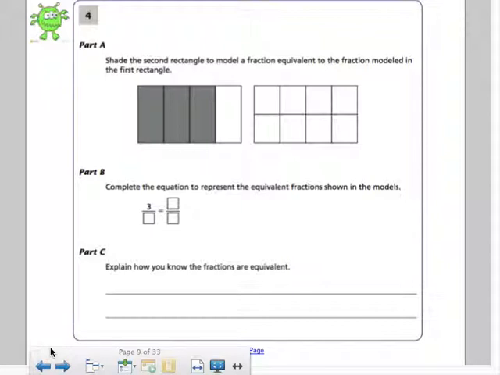Shape the second rectangle to model a fraction equivalent to the fraction model in the first rectangle. Thank you, Danny. This first part is all about shading. And they mentioned the word that starts with an E. Which E word am I talking about? Andrew! Equivalent. So we need to make these two shadings the same.